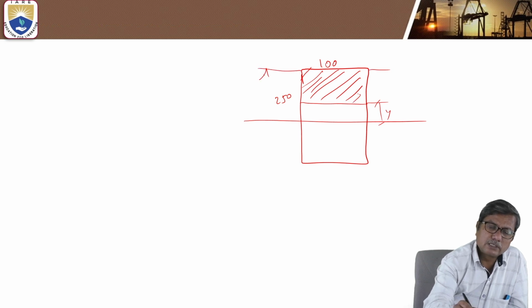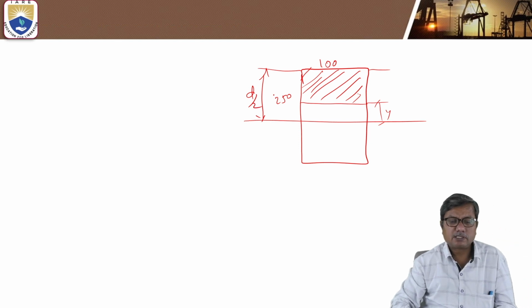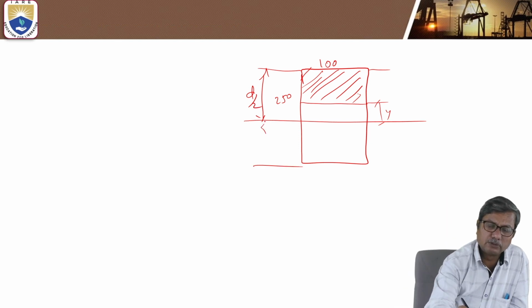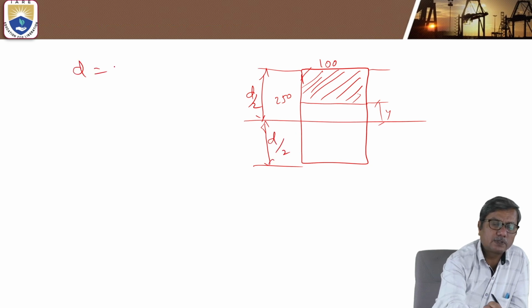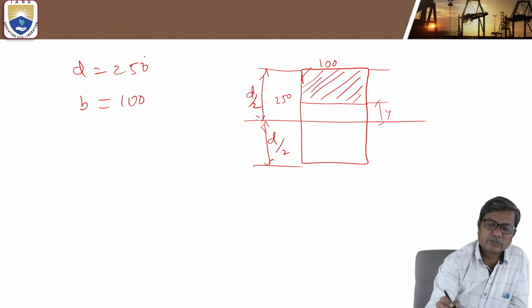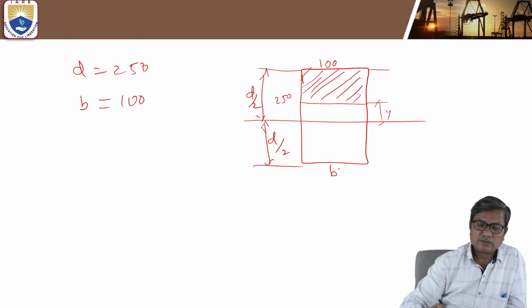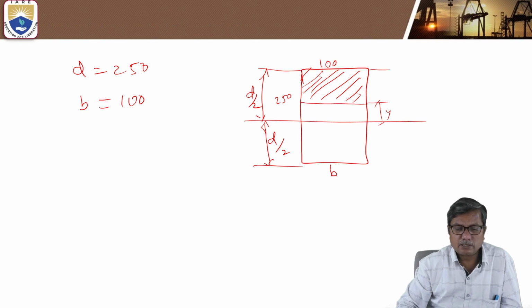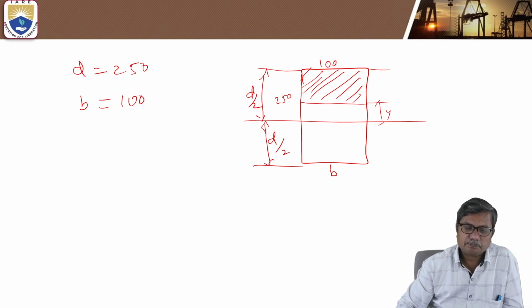And this distance is d by 2. General case we can first consider. After that, we substitute the values. Here d is equal to 250 and b is equal to 100. First, let us consider the case of general section of width b and depth d.